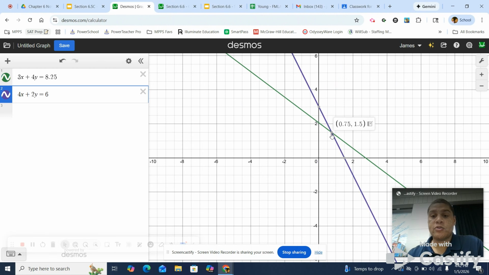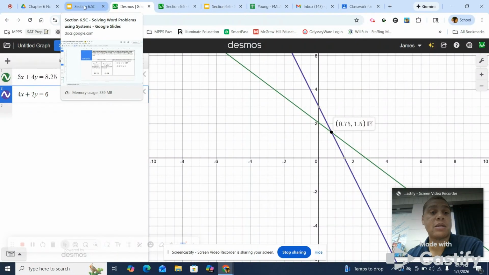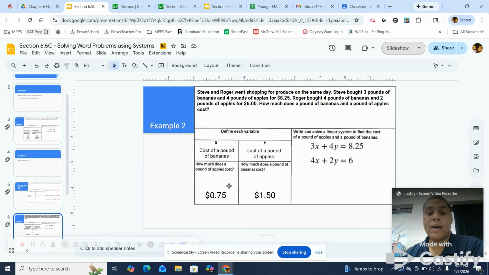And look at, I only have to zoom out because how much does a pound of apples cost? 75 cents. How much a pound of bananas cost? $1.50, which, for the record, very expensive bananas. Oh, I have it backwards. Okay. Yeah, that's right. X is bananas, Y is apples, which is good because honestly, that's too much for bananas. But probably a decent price for apples. Anyway, that's how you do that problem.